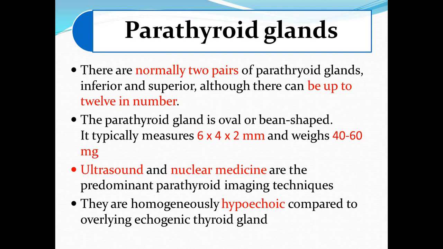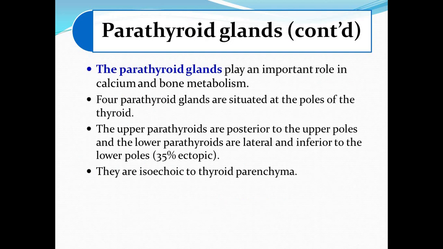Normally we cannot see these structures because of their small size, but ultrasound and nuclear medicine are the most important imaging techniques used for evaluation of parathyroid glands. That's because on ultrasound, it's hypoechoic compared to the overlying echogenic thyroid gland. We will have an image shortly.